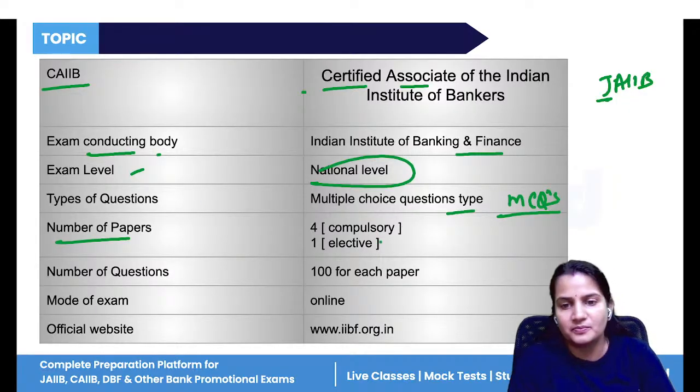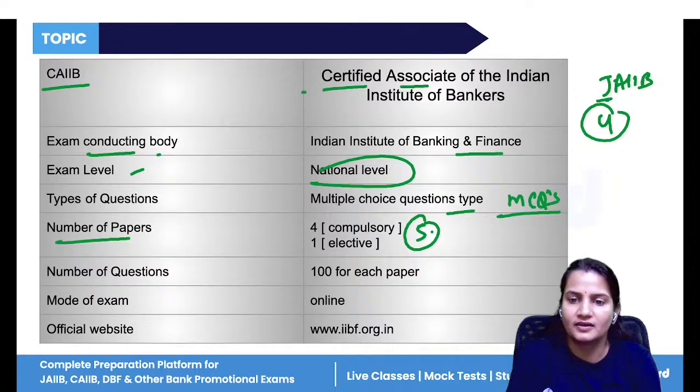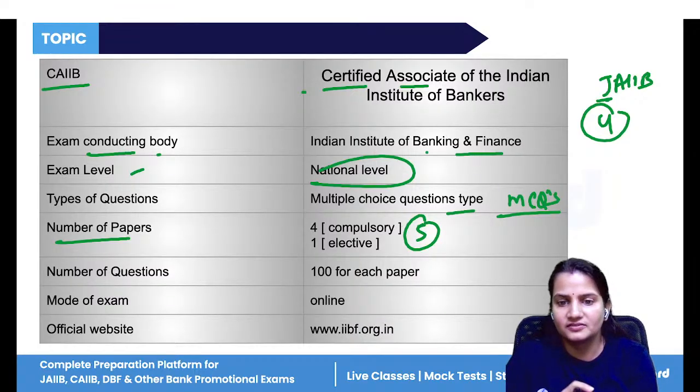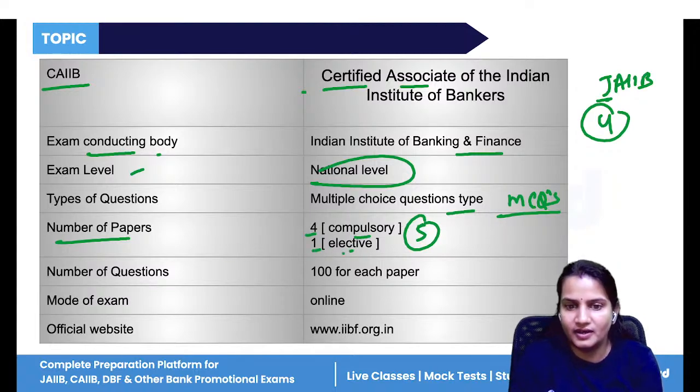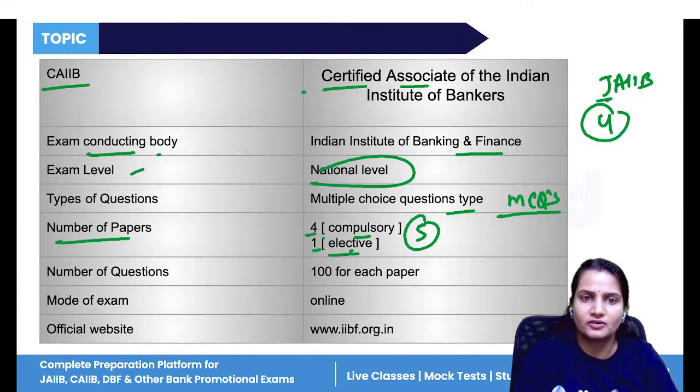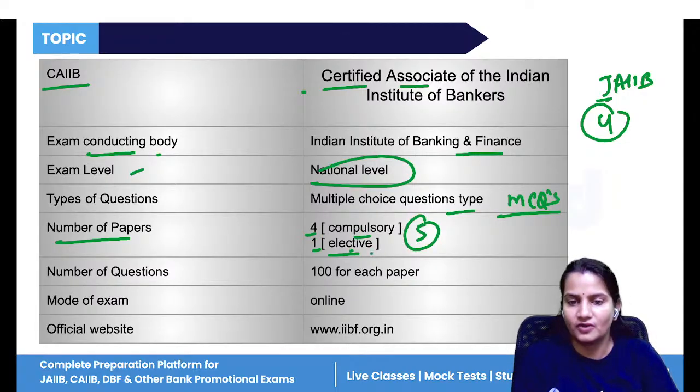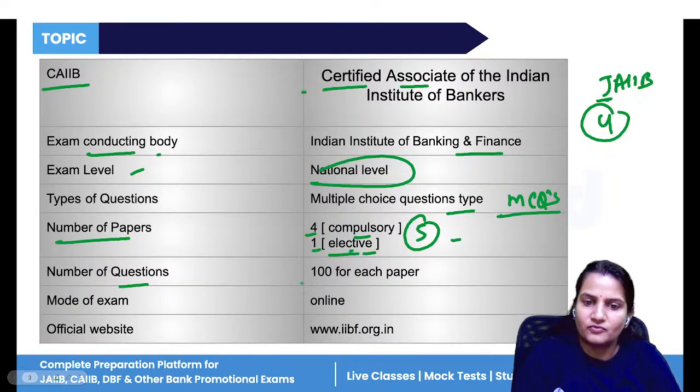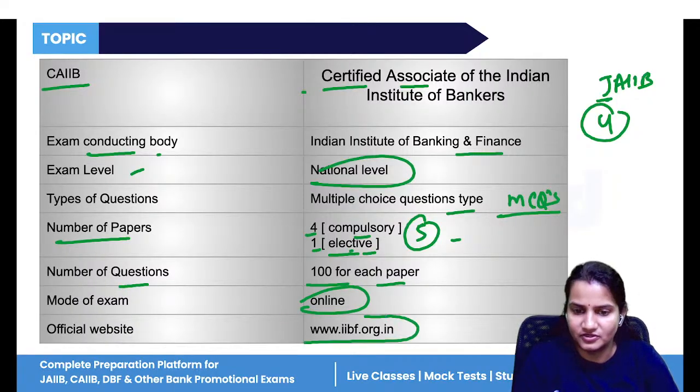Now, number of papers. So total we have five papers. In JAIIB you have seen four papers. Now one extra paper is there, that is elective paper. So four compulsory papers are there and one elective paper. Elective doesn't mean that it is not important. It is equally important with your compulsory papers. You have to qualify in this paper also, then only the aggregate marks would be counted. Now, number of questions 100 for each paper. Mode of exam online, and this is the official website.